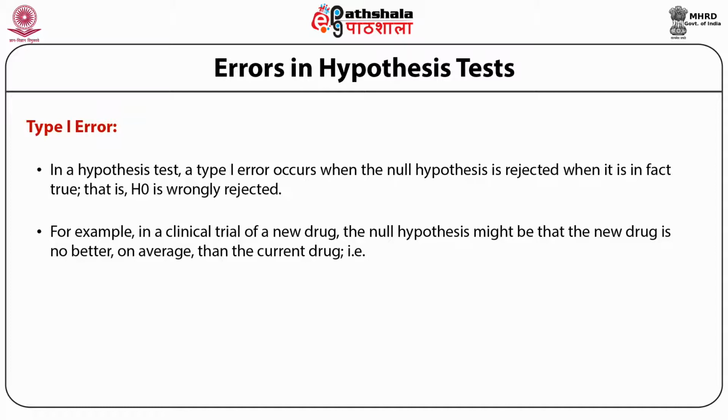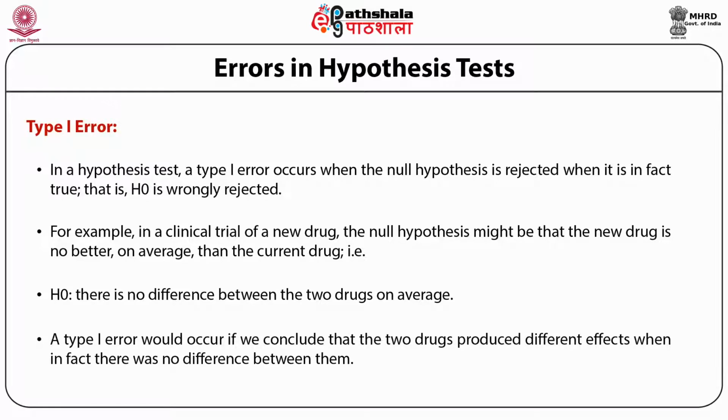You make the null hypothesis that there is no difference between the two drugs on average. The type 1 error occurs if we conclude that the two drugs produced different effects, when in fact there is no difference between them, and that is what we have assumed. But a type 1 error says that you have wrongly rejected the null hypothesis, saying that there is a difference between the two drugs, and that is what it shows as a type 1 error.